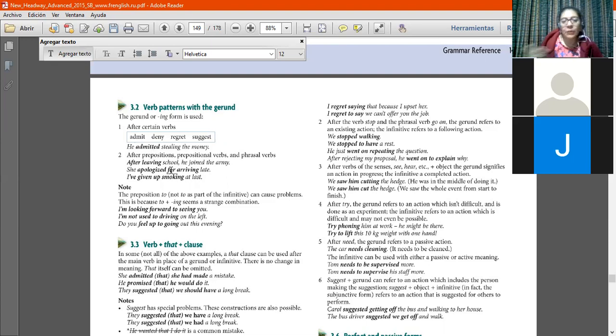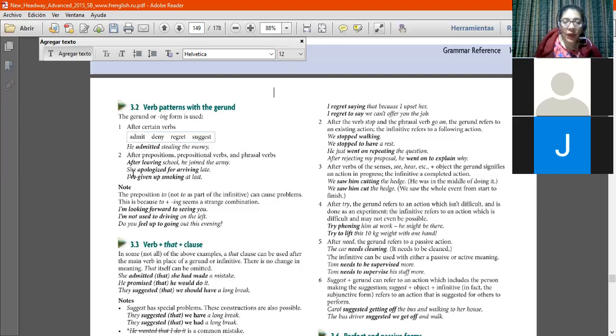He admitted stealing the money. He denied stealing the money. He regretted stealing the money. He suggested stealing the money. This gerund is not a way of using a full verb, because it ends in ed, and that is the mixture of estamos en el pasado y le acompaña un ing. Entonces, todas las fórmulas que uno piensa que está haciendo bien, va vía la confusión por estos patrones.